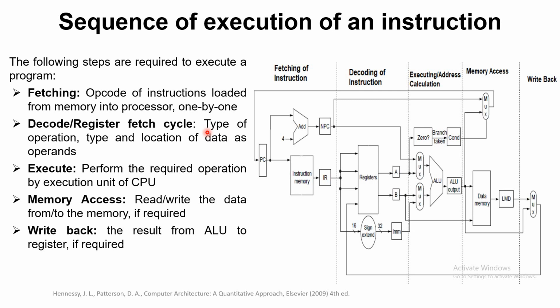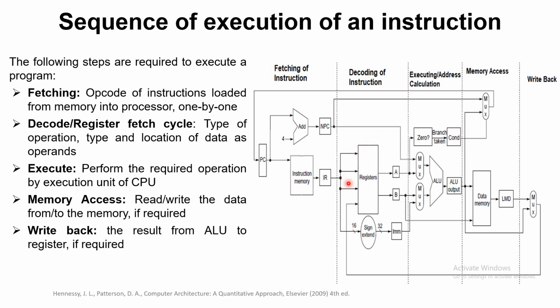In this particular stage, the processor decodes the opcode received from the instruction memory and tries to understand what type of operation has to be performed, and what is the type and location of the data or operand which we have to use during the execution of this particular instruction. All these things are done within this particular section.